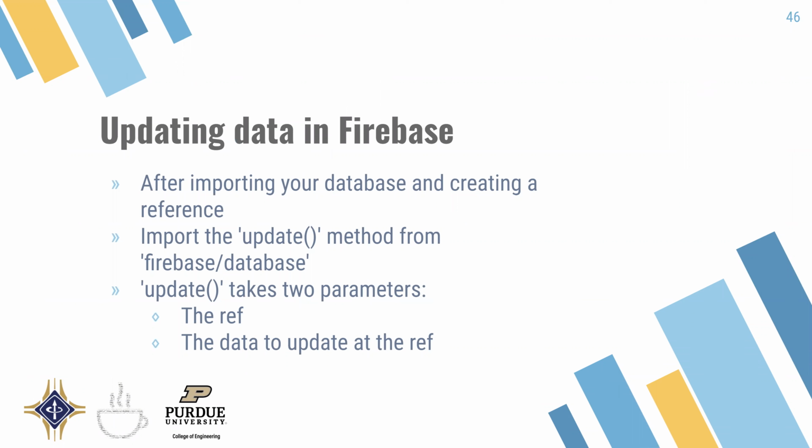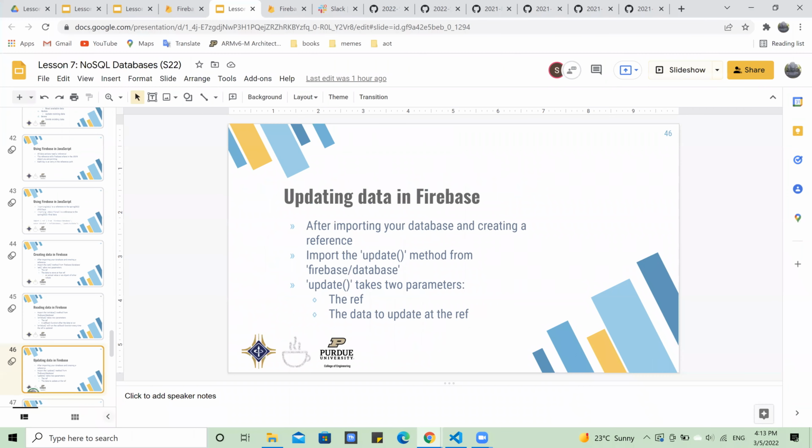Yes, updating, that's the third action now. For updating, we basically use the update method, which is again imported from Firebase database like the rest. It takes two parameters: the reference of the object that you're updating and the data that you're going to insert in that location. So it's kind of like set in that manner, like the structure and stuff. Again, let's take a look at what that looks like in demo 2.